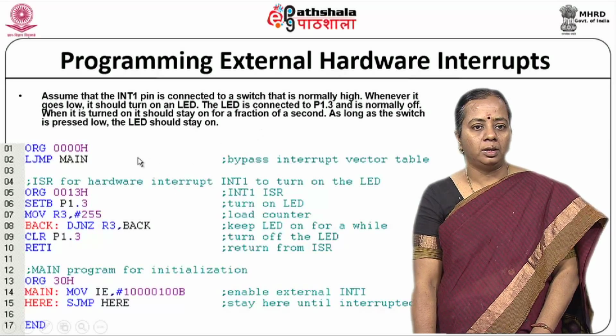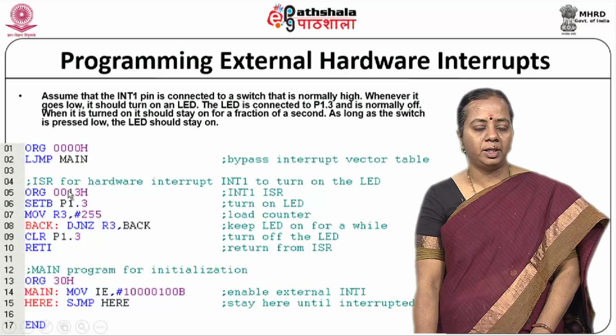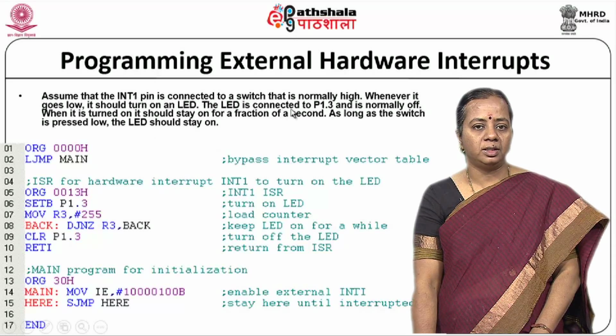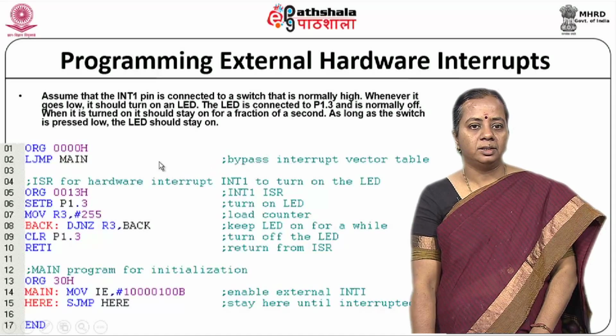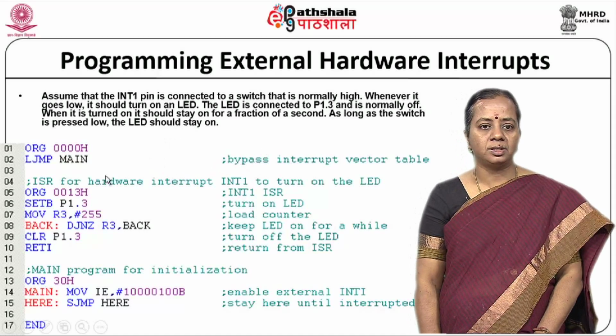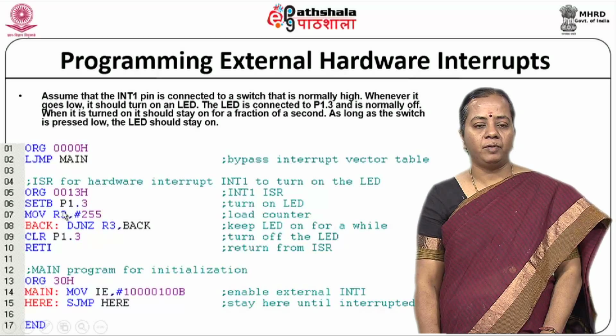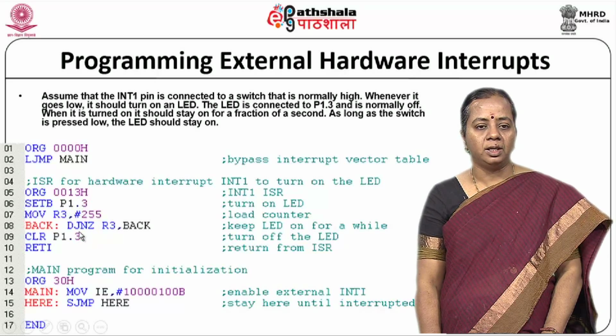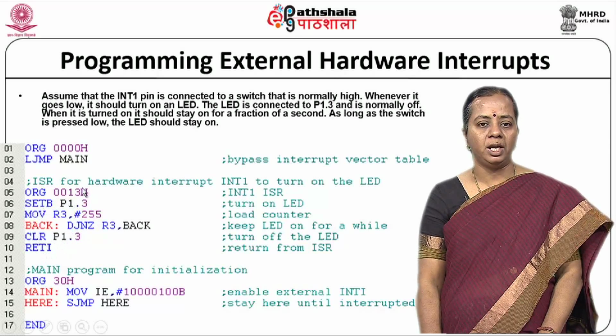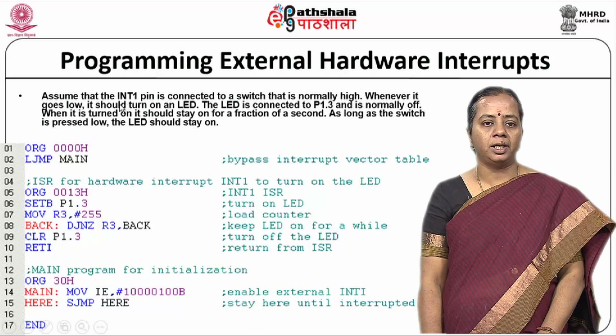Now, as I told you, in interrupt service routines, when I get an interrupt INT 1, it will refer to the interrupt vector table, and external interrupt 1 is available at 0013H in the vector table. So, it comes to this particular location, and whatever code is written from there onwards up to RETI will be serviced as the interrupt service routine for this external interrupt 1.